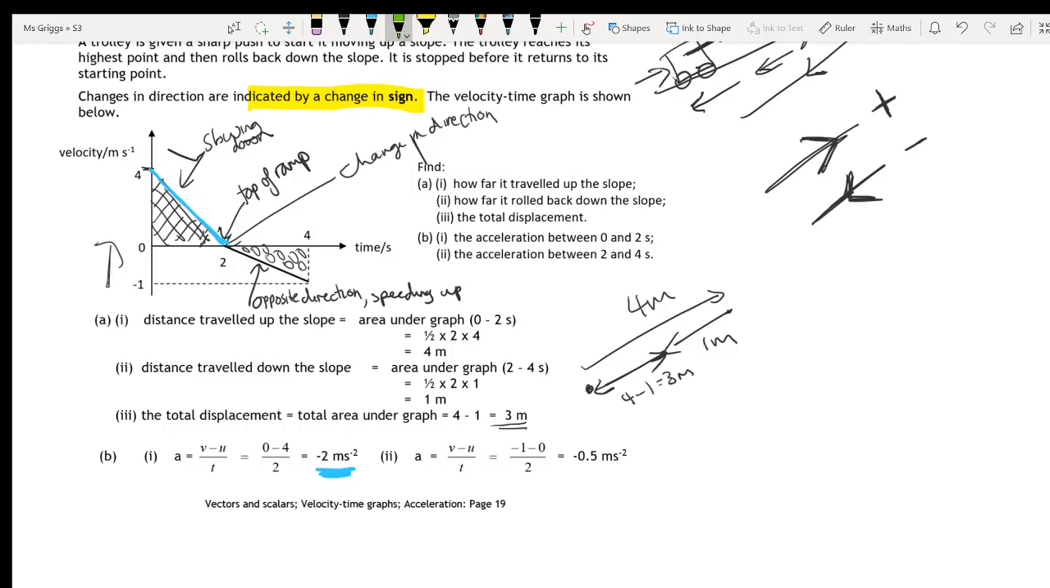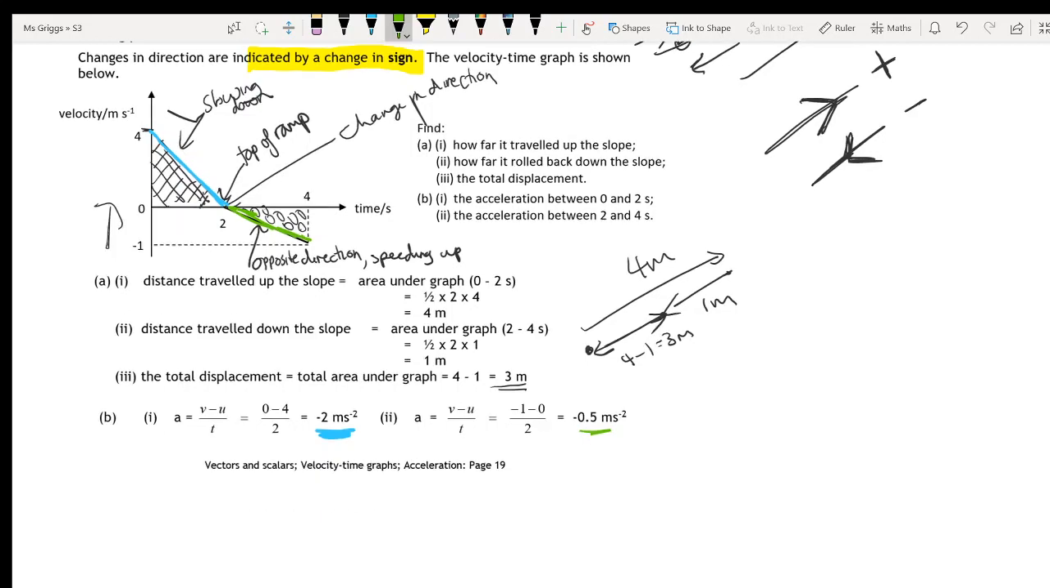And the acceleration between 2 and 4, so we're looking at this line here. So final speed is minus 1, initial speed is 0, and the time taken is 2. So minus 1 minus 0 over 2 is minus 0.5 meters per second squared. The reason that it's minus is because it's going in the opposite direction. So a negative in acceleration could mean it's slowing down, or it could mean it's travelling in the opposite direction. Okay, so that negative also means opposite direction.